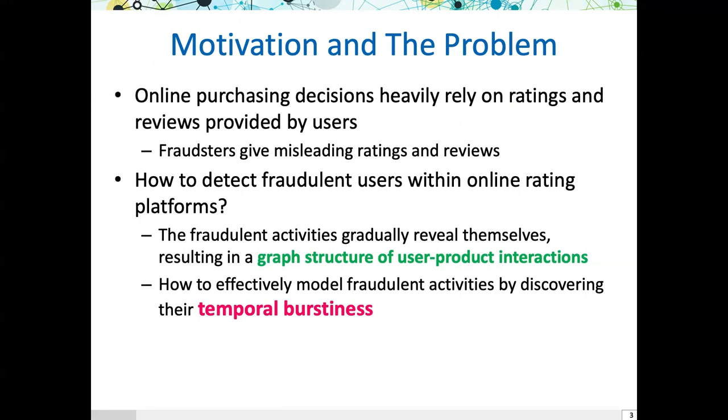Particularly, we notice that there are two key aspects of information that can be considered to capture fraudulent behaviors. First, the fraudulent activity gradually reveals itself, which can be found in the graph-structured data composed of the user and product interactions. And second, we also found that fraudulent users often come with more bursty behaviors compared to normal ones. Therefore, it is important to take this information into consideration.